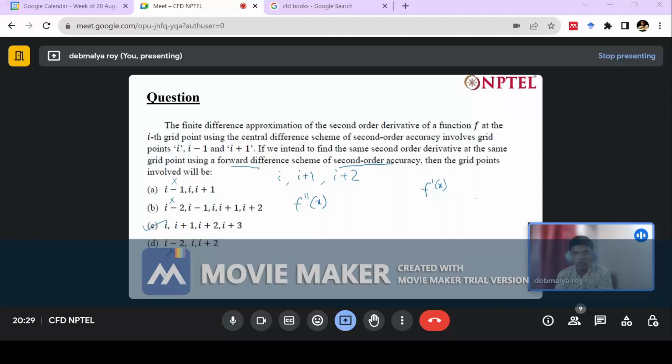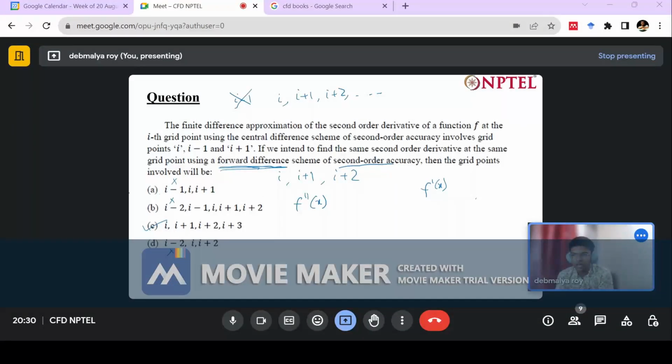Basically, here I selected the answer first using an elimination procedure. It is already given that we need to use a forward difference, right? And by definition, a forward difference scheme will always have the point and the point after it, right? So it will have i plus 1 point, i plus 2, and so on. But it cannot have i minus 1. Then it is no longer a forward difference scheme. So that logic I have used.